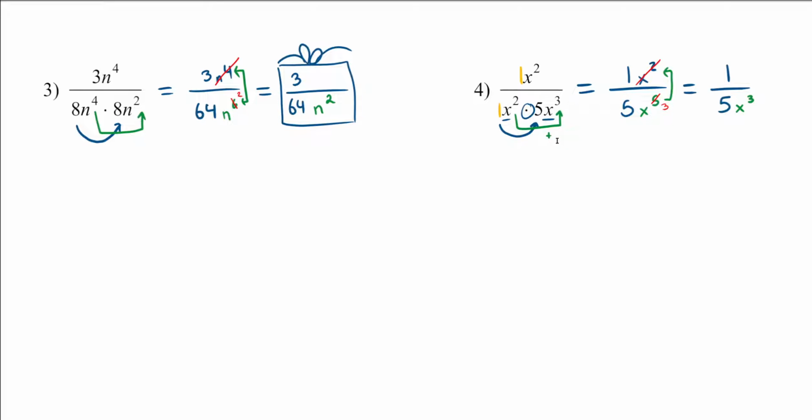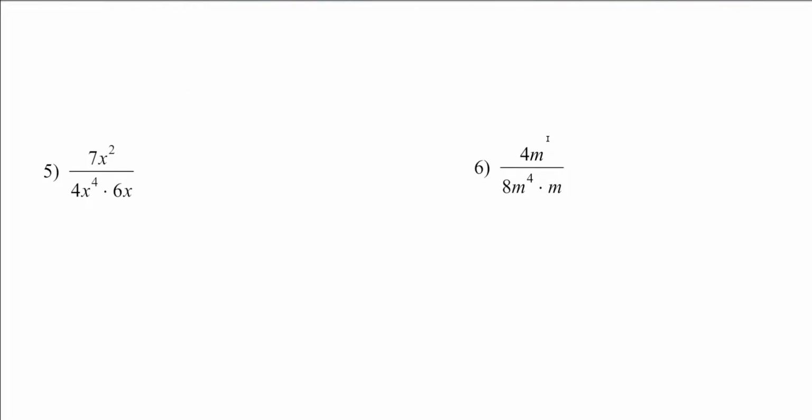Okay. Next thing. All right, try it yourself. See if you get the same answer as me. Let's go. The top can't be combined, so we're going to keep it as I see it. 7x squared. The bottom, I've got multiplication and the same base, so they can be combined.